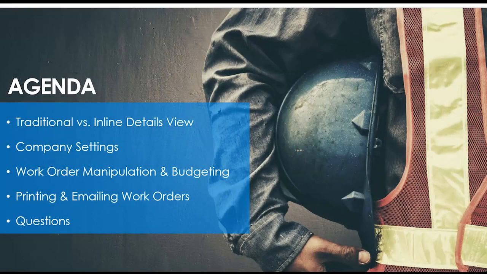On today's agenda, we will be reviewing the following topics together. We will be comparing the difference between the default traditional view of the work order screen compared to the inline details view. I will review how to make changes within your company settings to that work order view that you prefer to utilize. I will show you how to create and manipulate work orders, and I will also show you how to print and email work orders from Proven Job Management.